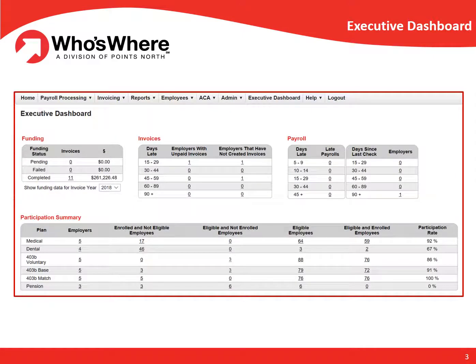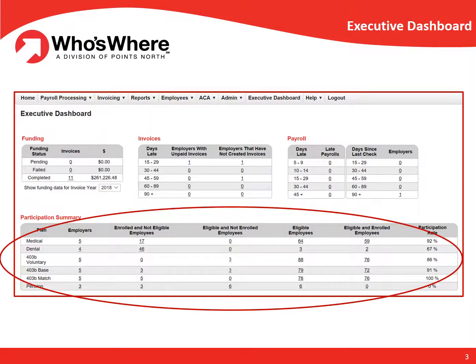As locations upload their payroll files into Who's Where, the system becomes a centralized data warehouse of information, which can be used for functions like tracking benefit plan eligibility and participation and invoicing for benefit contributions. The executive dashboard pictured here is used to provide an overview of plan participation, including a quick view of employees who are eligible and not enrolled, or even enrolled and not eligible. Employers can easily see if any action needs to be taken to avoid the risk of penalties and to ensure employees are receiving the benefits for which they are eligible.